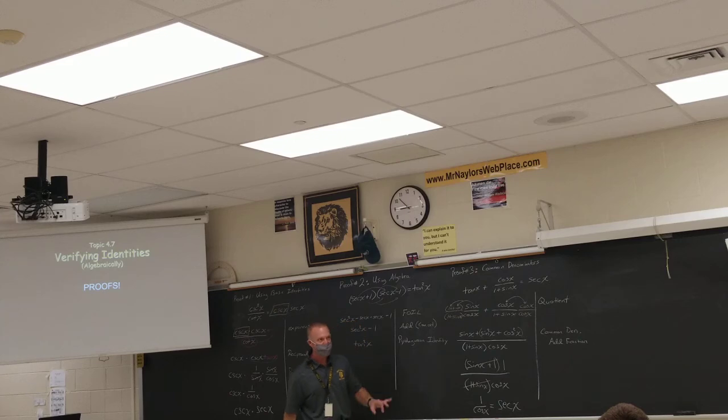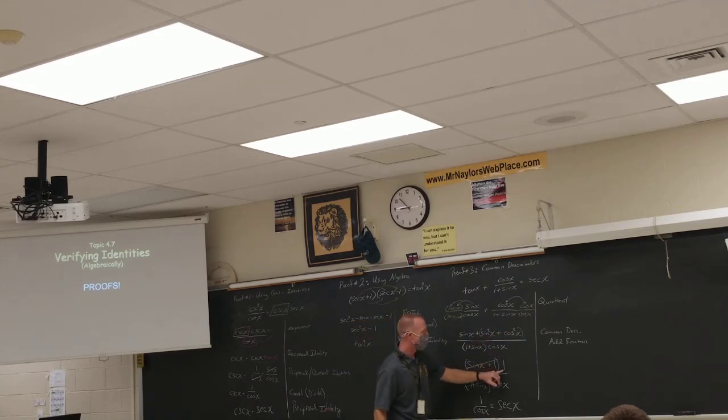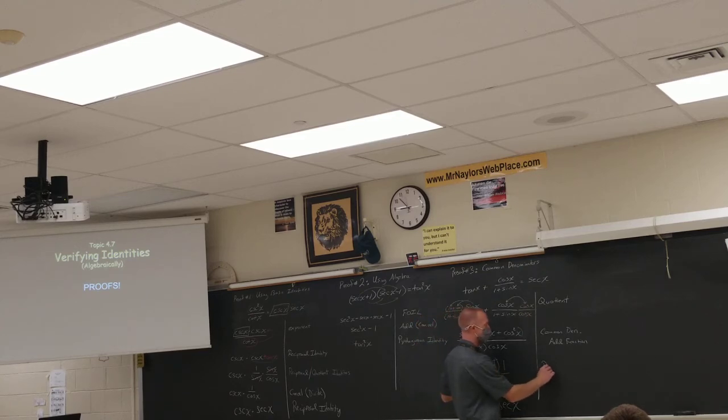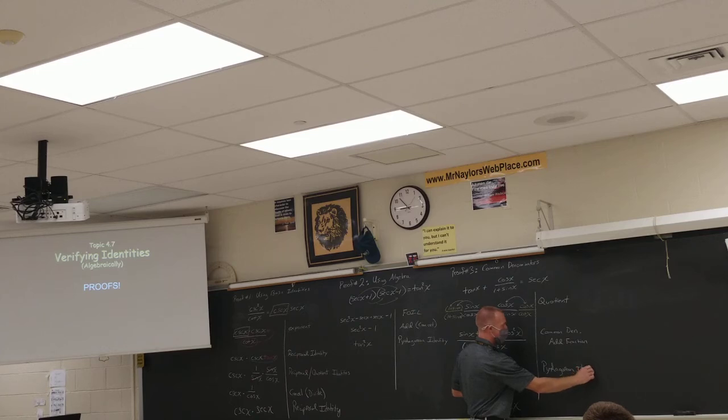Now, I missed a couple reasons over here. We kind of got carried away. We got to go back and make sure we say what happened. Sine squared plus cosine squared equaling 1. Excuse me, that 1 right there. That was very important. That was Pythagorean. Make sure you say that. Make sure you say Pythagorean identity.